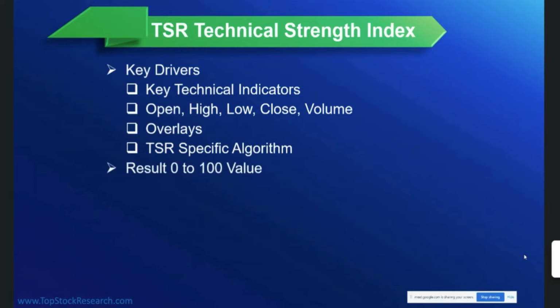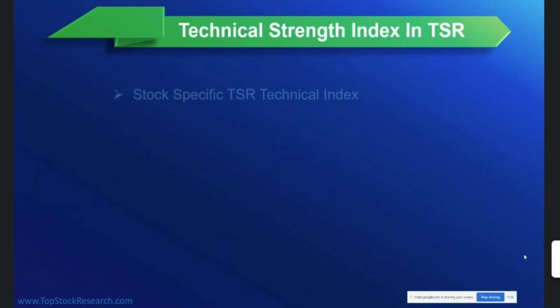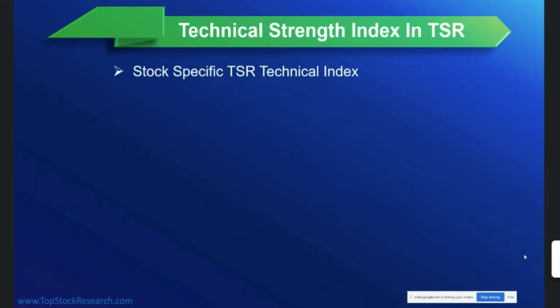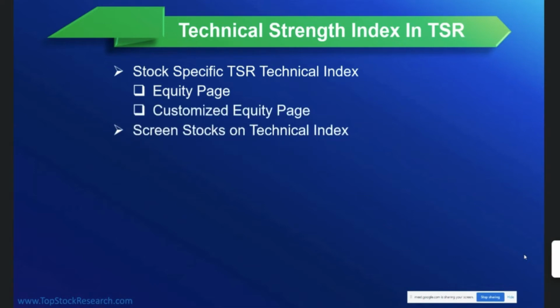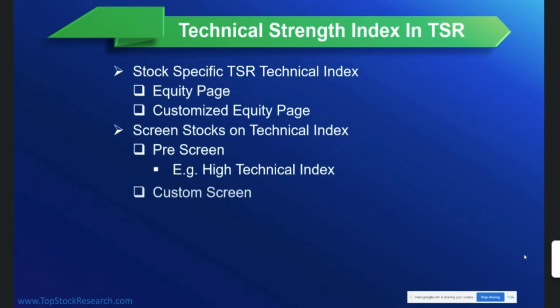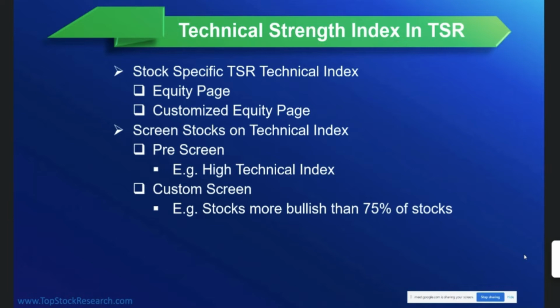Technical strength, right? Same thing. Hiding all the complexity behind, what you get is a number between 0 to 100. It's very easy to test as well because just looking at the chart, you can see where it fits, right? Technical strength index in TSR is very similar to fundamental profitability you see in the equity page, pre-screened, custom screener, right? So all those things are pretty much similar.